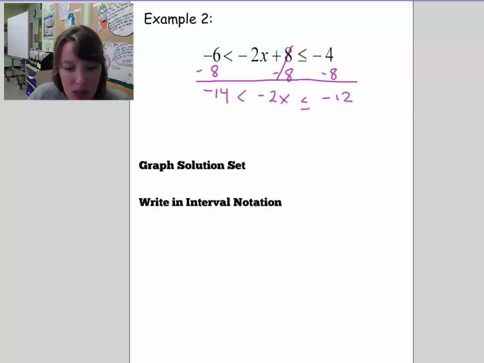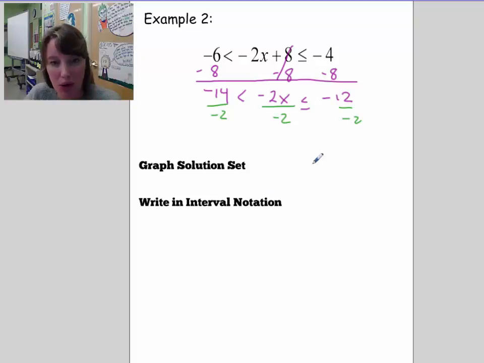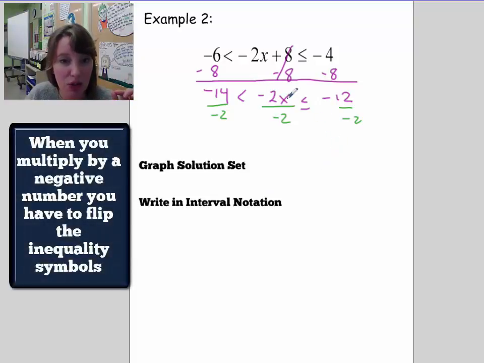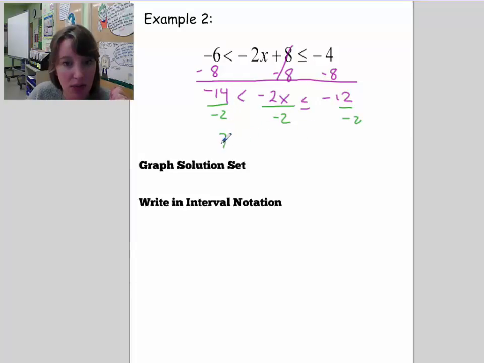Now, something interesting happens when you divide everything by -2, and this is what you've seen before. We are going to have to flip all of the inequalities around. So if -2x sits between -14 and -12, then we know that x has to be between, let's say this is 7 here, and this is 6. So we're going to flip this inequality to be like this.